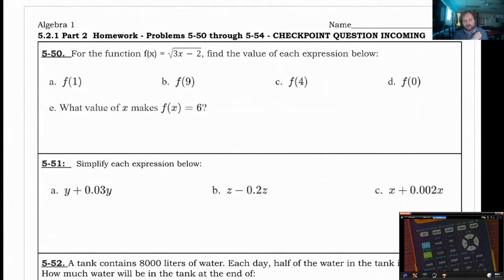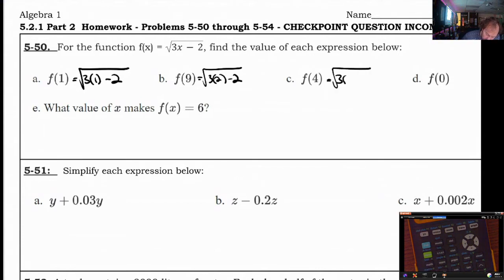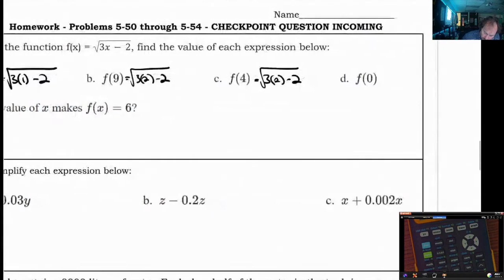This is 5.2.1 Part 2, problems 50 through 54, and away we go. Problem 50 is relatively simple. All we've got to do is plug some numbers into a function. Again, this is not meant to be instructional, just an answer guide. But I think it's important that I set all of these up because I really want you to see the structure going on here, the bones of each problem, if you will.